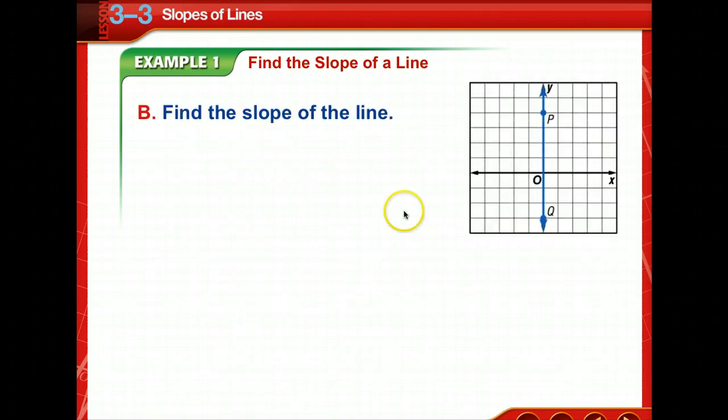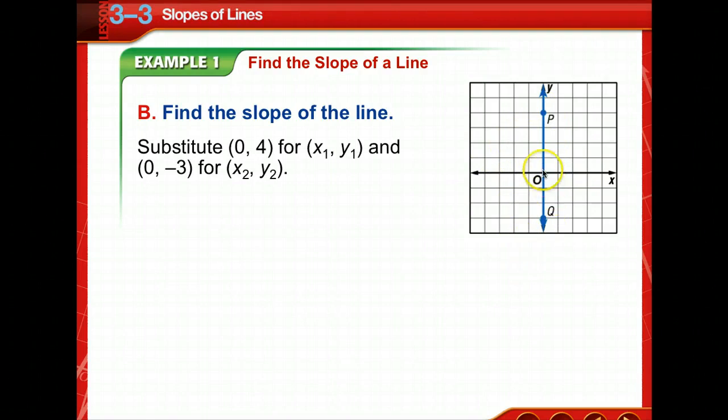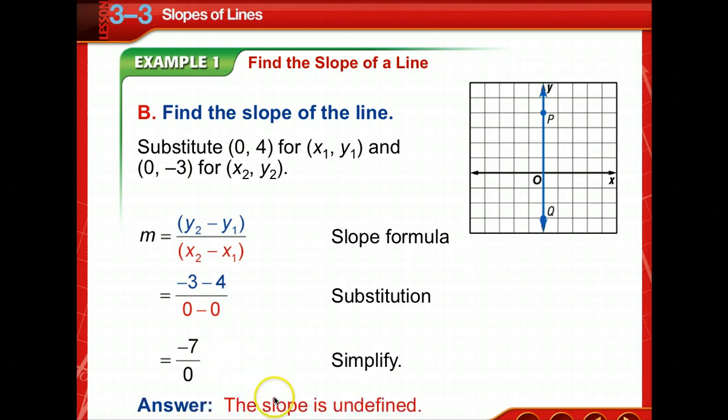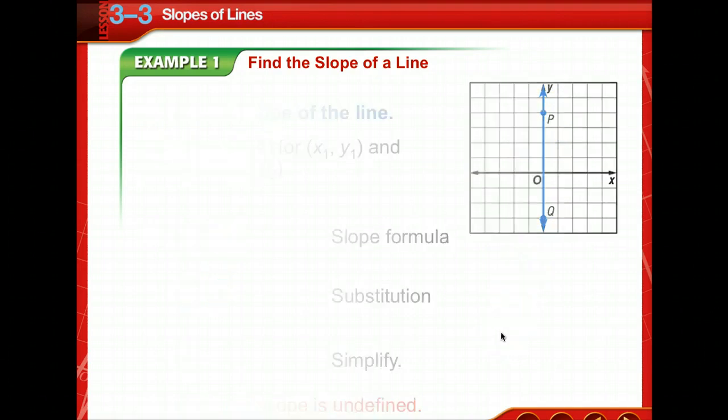Find the slope of this line. So we've got 2 points here. We're going to use 0, 4 and 0, -3. Substitute into the formula. -7 over 0. So can you tell me what that's going to be? This slope is undefined. You cannot divide by 0. So whenever you see a straight vertical line like this, you know that that slope is undefined. It has no slope. You cannot define it.